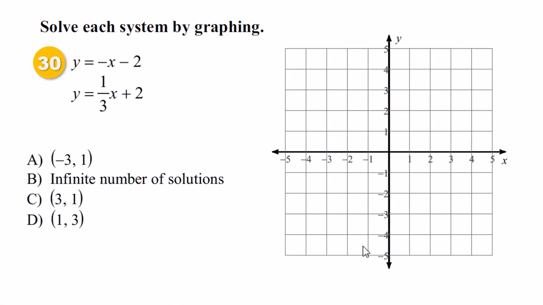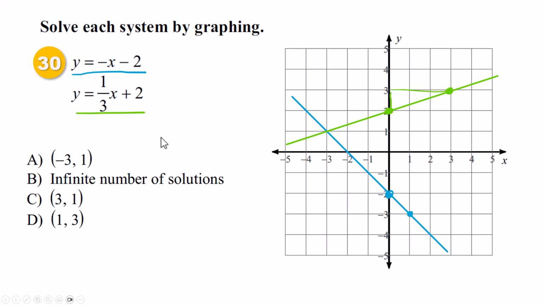All right, solve each system by graphing. This is pretty easy. All you're going to do is graph 2 lines on the same graph and see where they cross. So I'm graphing this first line. It has a y-intercept of -2. It has a slope of -1, so I went down 1 over 1, put a dot, then I drew a line. Now I'm going to do the other one in a different color.